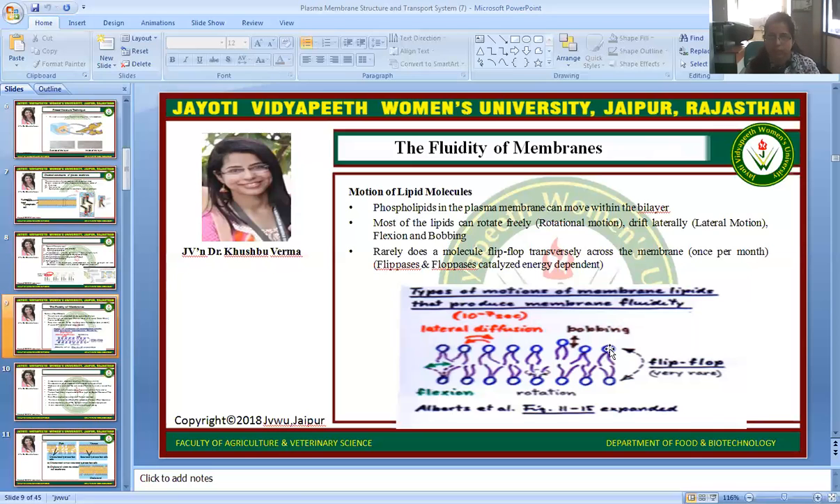So if we count the movements of the lipid molecules, there are five kinds of movements: lateral diffusion, bobbing, flexion, rotation, and the next one is the flip-flop.